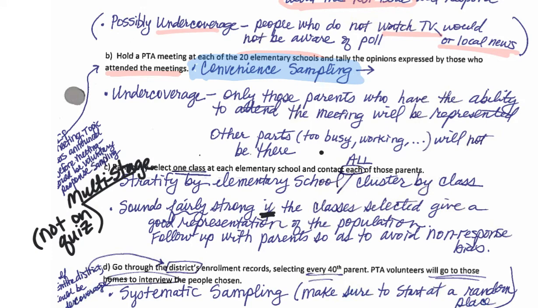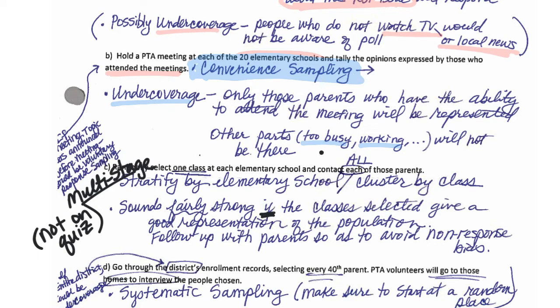That, of course, then is undercoverage, because do you think all types of parents are able to attend those meetings? A lot of times those are the super duper caring ones, the ones that have the time and the ability. They're not too busy, they're not working, that kind of stuff. So you're systematically not getting all types of parents if you just get some of the ones that go to the PTA meeting.